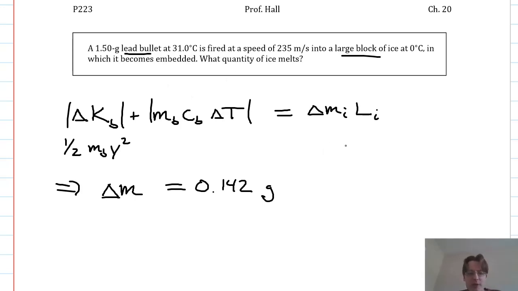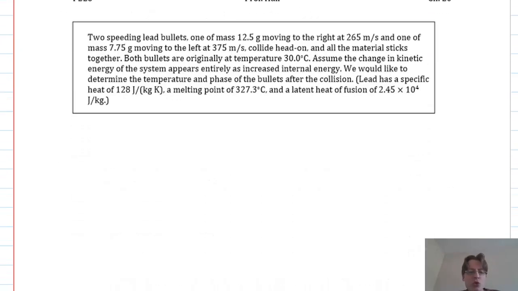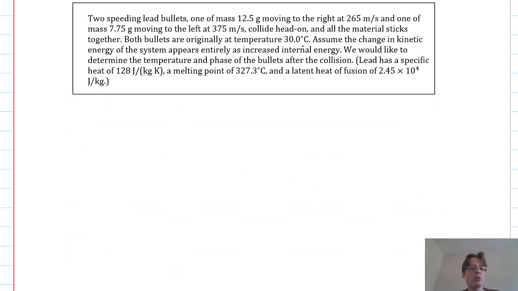In the next question, two bullets are going to hit each other. Two lead bullets hit each other, and I want to figure out, is it possible for the bullets to actually melt when they collide head on? In this case, I can't ignore the recoil because they're going to hit together. They're still going to be moving after the impact, and so we'll have to account for that.